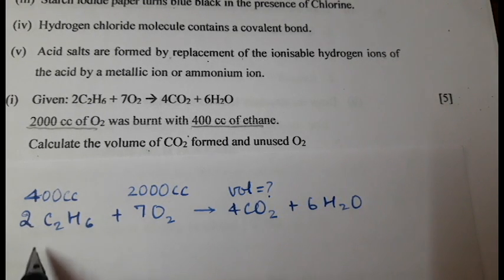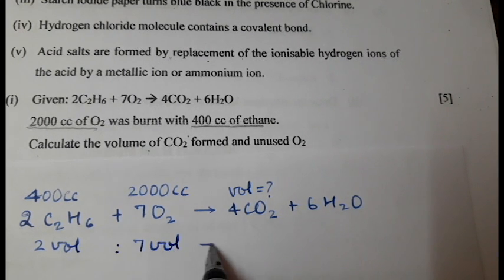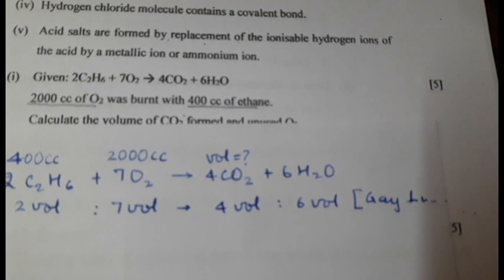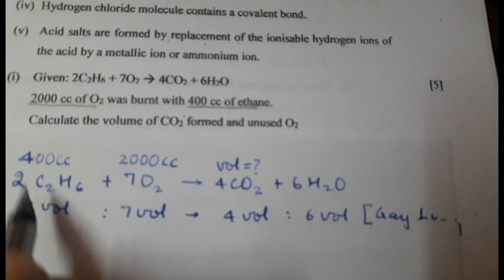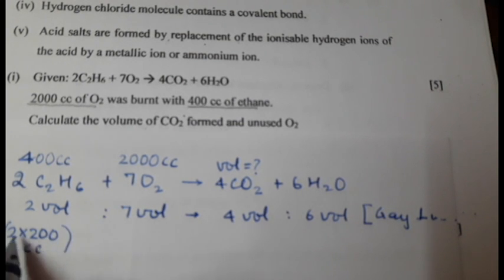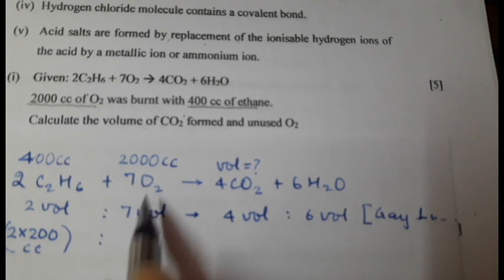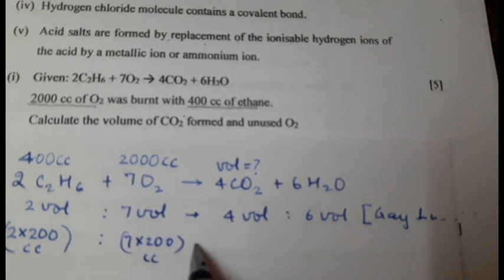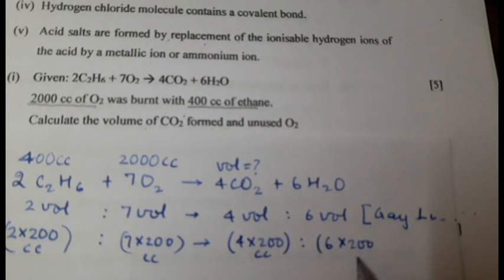So we'll apply Gay-Lussac's law, which means 2 volumes is to 7 volumes gives 4 volumes is to 6 volumes. And I'm going to write over here Gay-Lussac's law. Now in order to get our calculations right, we are going to say 400 cc of ethane are representing 2 volumes of ethane in the equation. So one volume will be equal to 200 cc. So this 2 volume will be written as 2 into 200 cc. That gives you 400, which is the same as this. Now oxygen will not be all 2000, because 7 volumes means 7 into 200 cc will be required. That will give us 4 into 200 cc is to 6 into 200 cc.